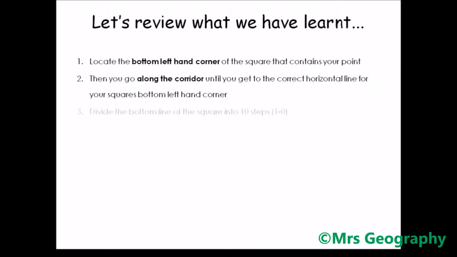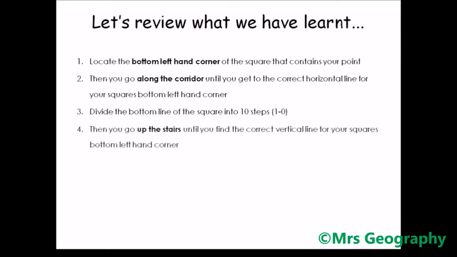From this point, you then divide the bottom line of that square only into 10 even steps and find which step the point is closest to. Remember, sometimes it's easier to halve the square beforehand, so if you know it's below or above 5. Then you need to go up the stairs until you find the correct vertical line for your square's bottom left hand corner again.